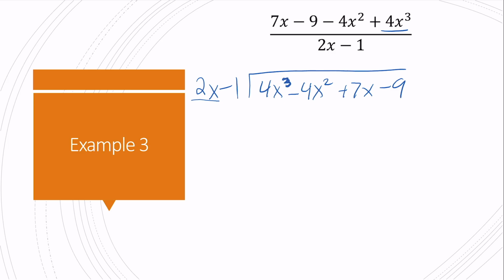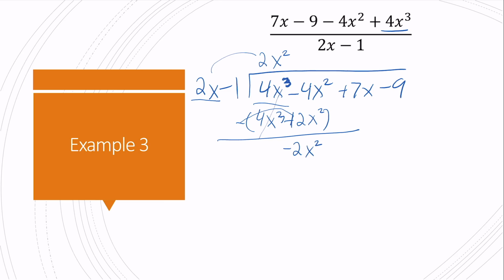So what do I multiply 2x by to make it look like 4x cubed? That's going to be a 2x squared. 2x squared times 2x gives me 4x cubed. 2x squared times negative 1 gives me a negative 2x squared, and then I subtract. My first terms cancel out. I'm going to have negative 4x squared plus 2x squared. That gives me a negative 2x squared, and I pull down my next term.